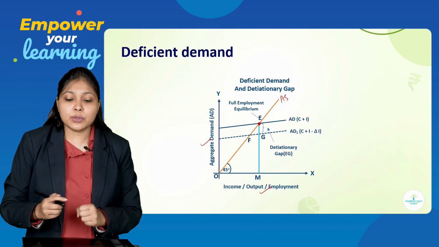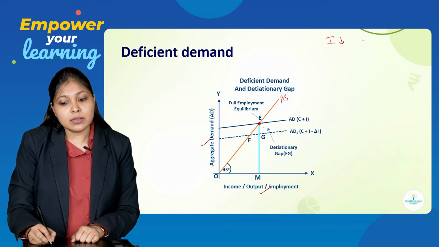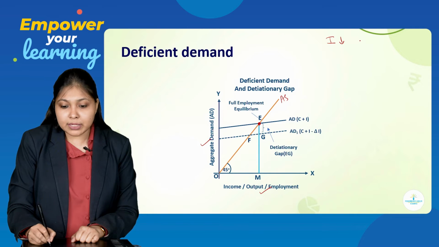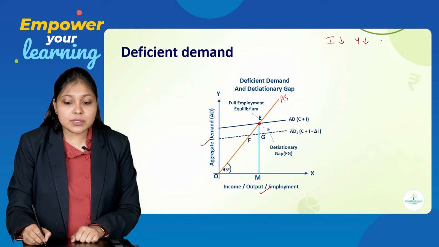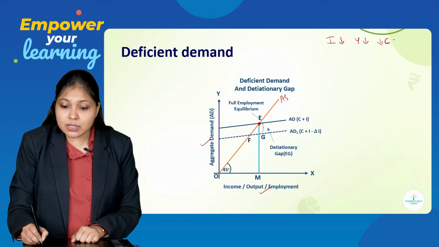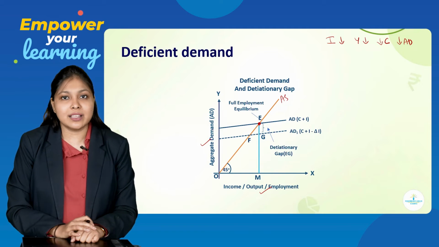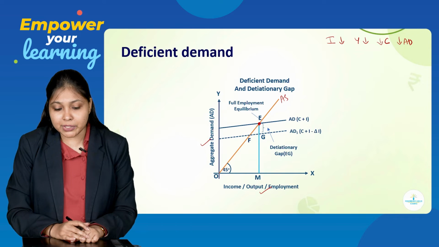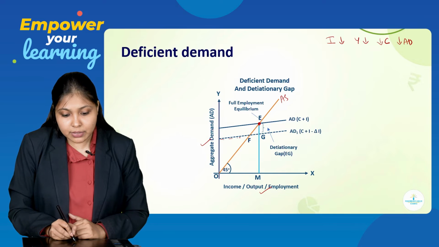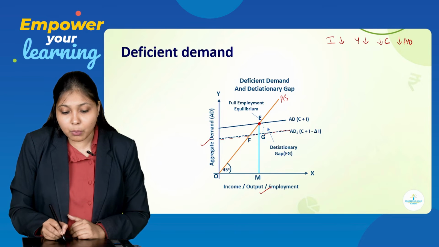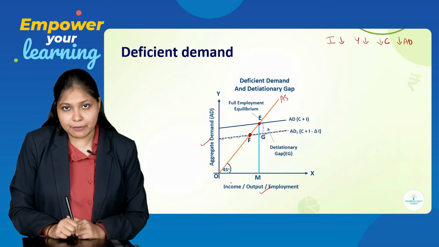Why will demand reduce? When investment in the economy reduces, that means income in the economy will reduce. Income is reducing, that means consumption will reduce. Consumption is reducing, that means my aggregate demand will reduce. And this is what is happening over here. That is the reason my AD curve moves towards here, that becomes AD1. And I get a new equilibrium point at point F.